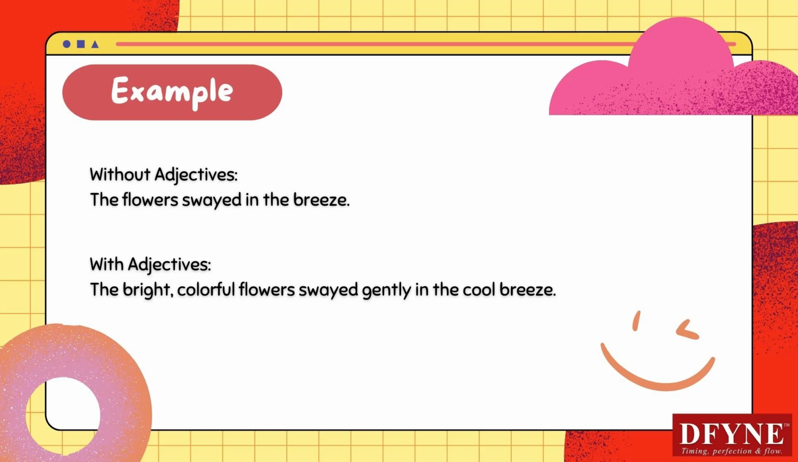When there is more than one adjective describing the same noun or pronoun, they are used one after another. Just like we see here, bright and colorful both are used one after another, right before the noun or pronoun it describes, and both are describing the noun, flowers.